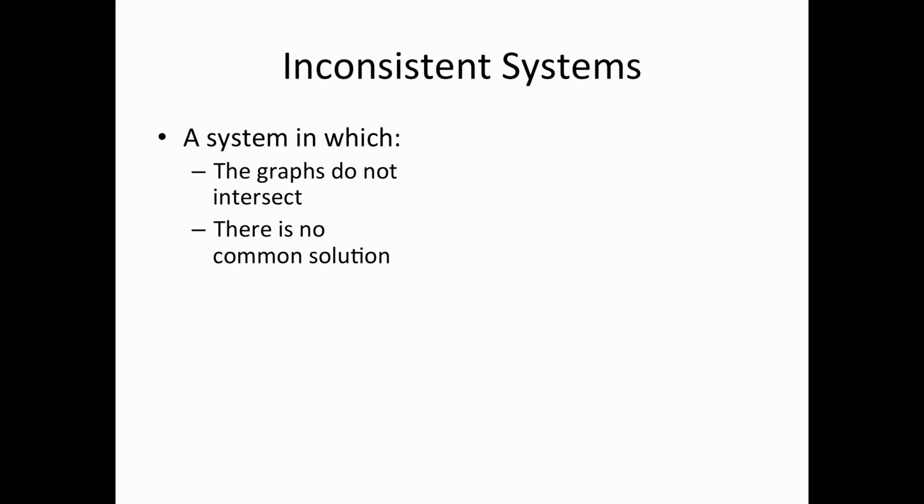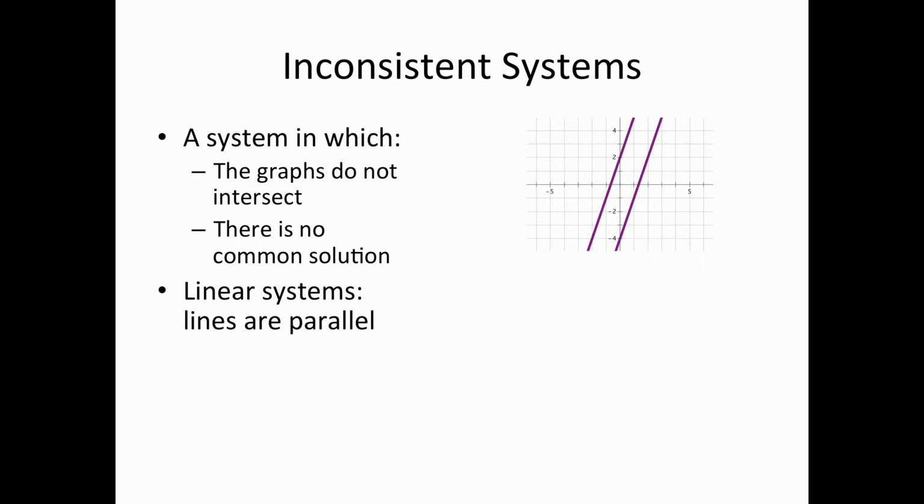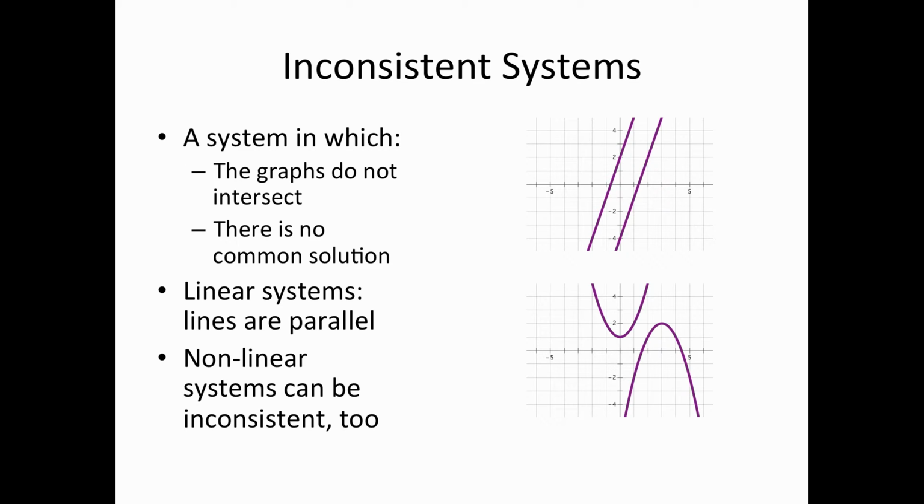A system in which the graphs do not intersect, or, say it another way, a system in which there is no common solution, is called inconsistent. In linear systems, that is, systems where both equations are linear, the lines are parallel, and since parallel lines never meet, there is no common solution. For nonlinear equations, we can have a situation that looks like this, in which the graphs do not intersect. They're not linear, they're not parallel, but there's still no solution.